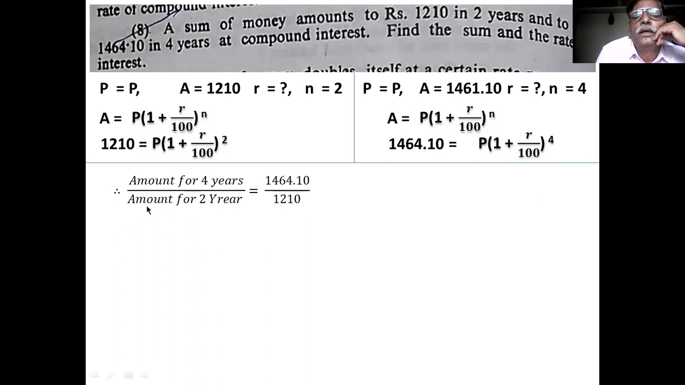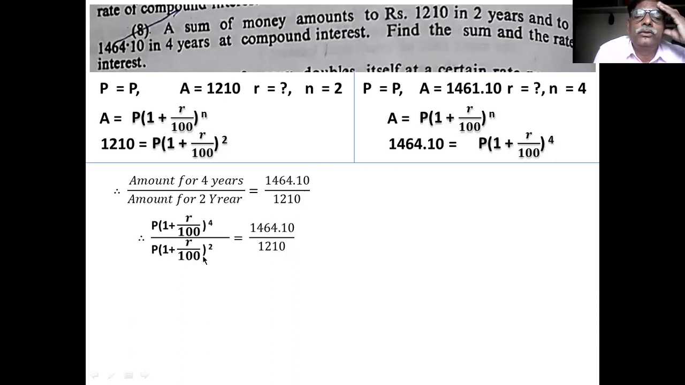This is the equation. For the 4 year amount, I write the amount equation. What is the amount as per the equation? And second year also like that. 4 year amount is P in the bracket 1 plus R by 100 raised to 4. 2 year amount is P in the bracket 1 plus R by 100 raised to 2, and the ratio is equal to 1464.10 by 1210. Clear? Okay. Then come to the next step. Whatever is possible to cancel or divide, you cancel and divide.